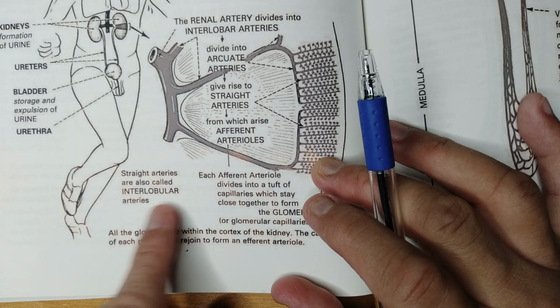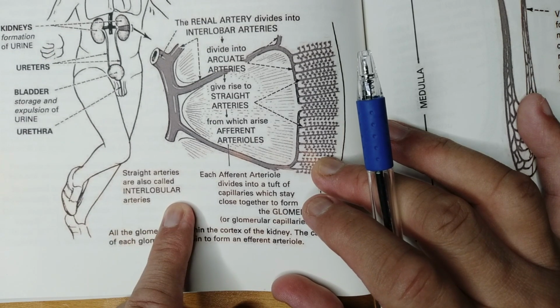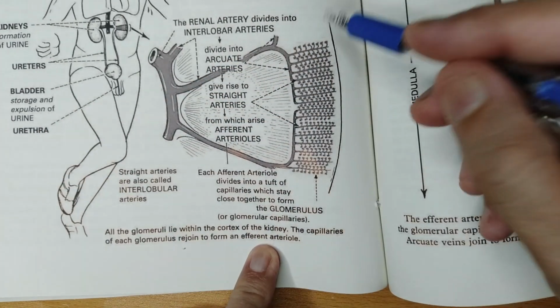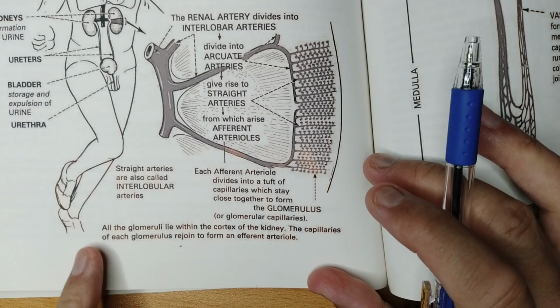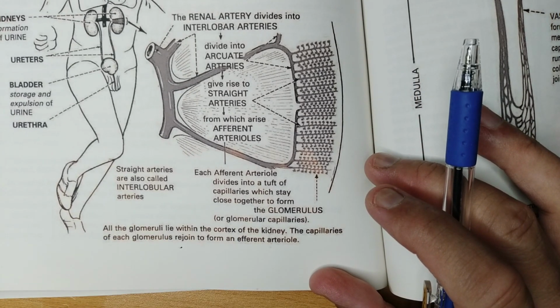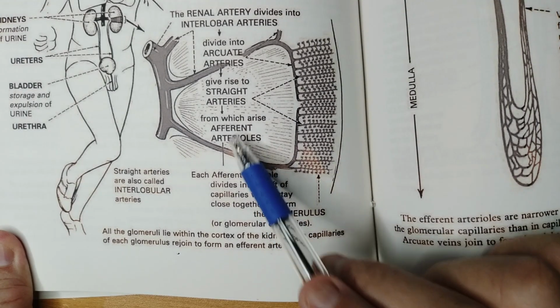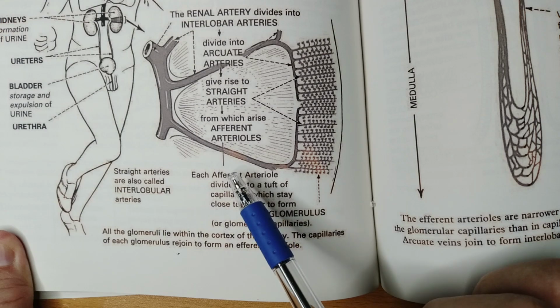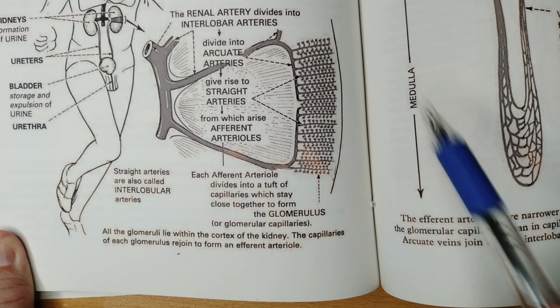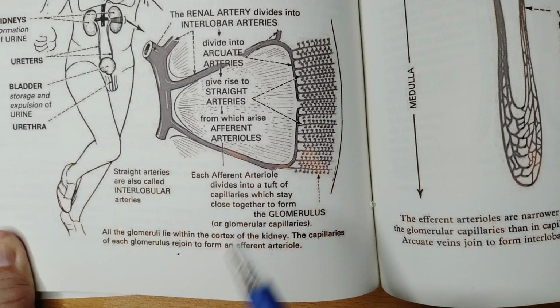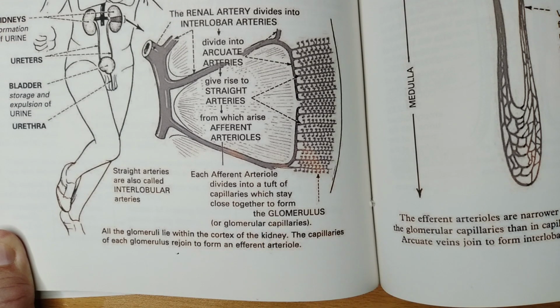Straight arteries are also called interlobular arteries. These are interlobar arteries, and straight arteries are known as interlobular arteries. All the glomeruli lie within the cortex of the kidney, and the capillaries of each glomerulus rejoin to form the efferent arteriole. You got my point: this is the afferent arteriole, which enters into the Bowman's capsule as a tuft of capillaries and forms glomeruli. The capillaries of each glomerulus rejoin to form efferent arterioles.